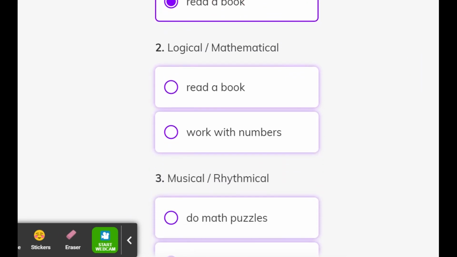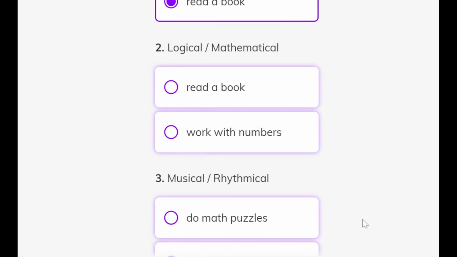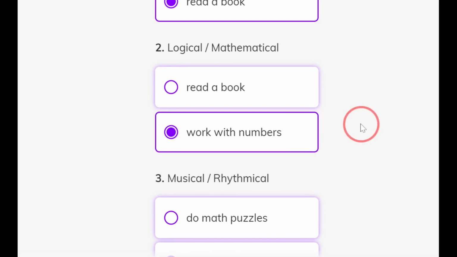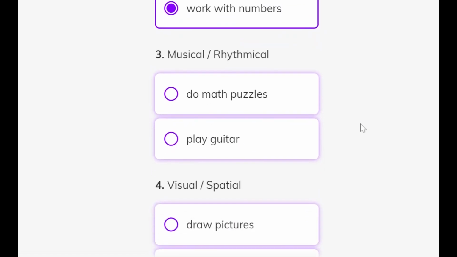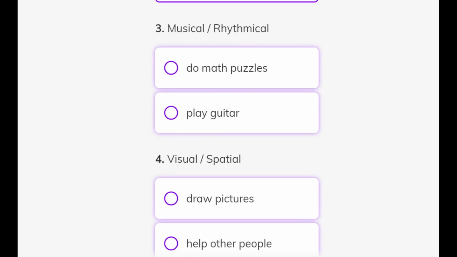Number 2, logical mathematical. Read a book, work with numbers. Work with numbers. Number 3, musical rhythmical. Do puzzles or play guitar. Play guitar.